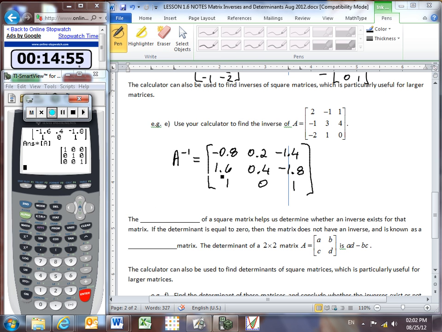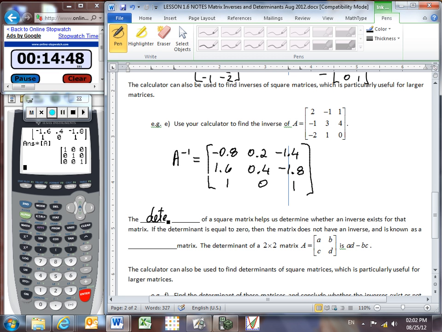Alright, let's finish off with a little discussion on the other concept of this lesson, which is determinants. The determinant of a square matrix helps us determine whether an inverse exists for that matrix. If the matrix is square, then a determinant might exist, but we need to check whether the determinant is equal to 0. If it is equal to 0, then the matrix does not have an inverse, and it is known as a singular matrix. It's non-invertible, it has no inverse.